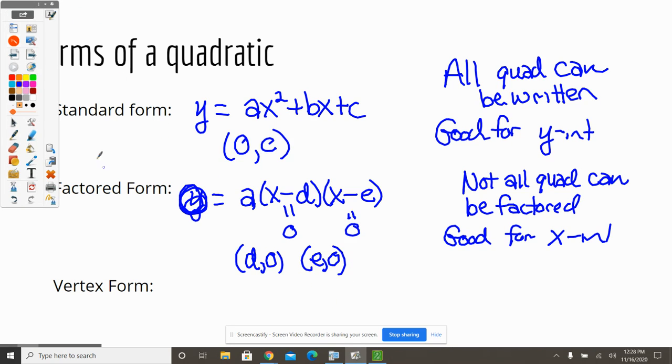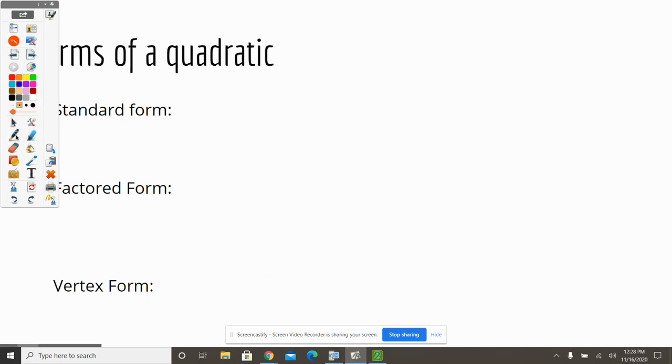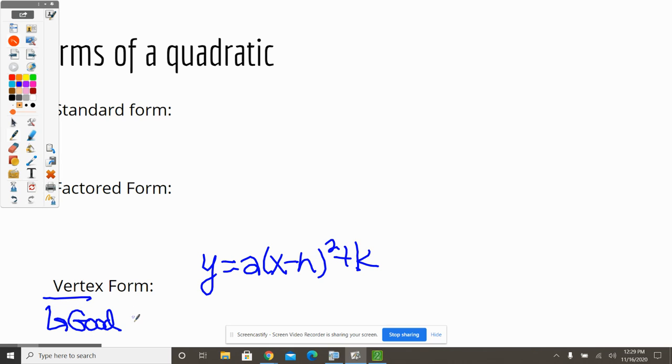And the last form that we're going to talk about briefly, and we'll look at it more later, is this vertex form. And it looks like this. And it's obviously good for finding the vertex, and it's also good for graphing. This is how we graph. It's called ready to graph. All quadratics can be written this way.